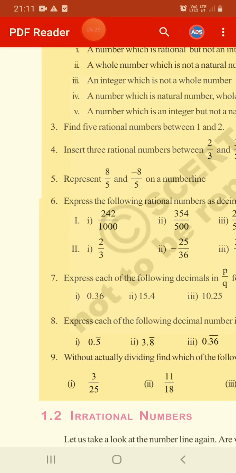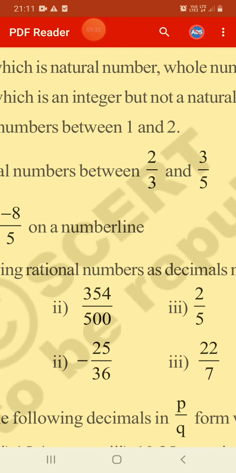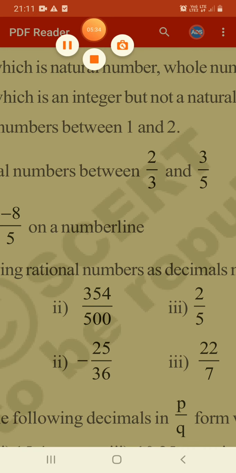Here, see the third question. Find 5 rational numbers between 1 and 2. So we have to find.